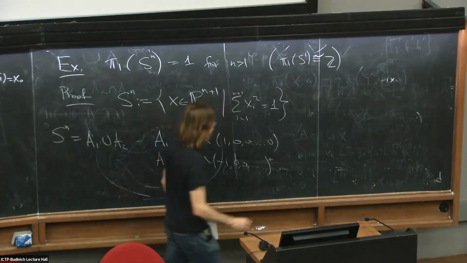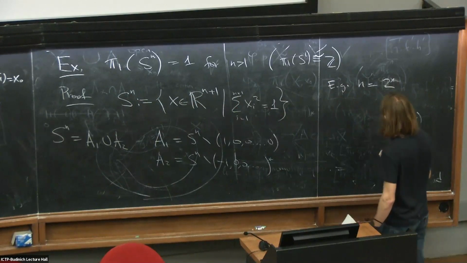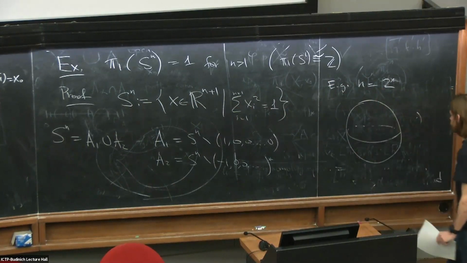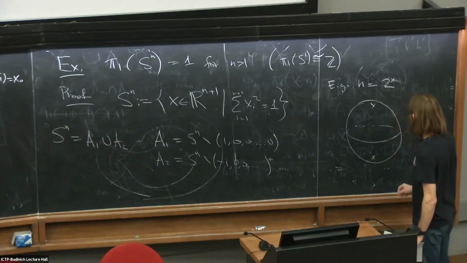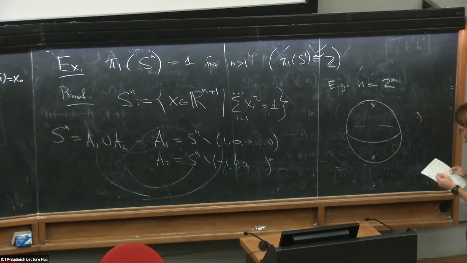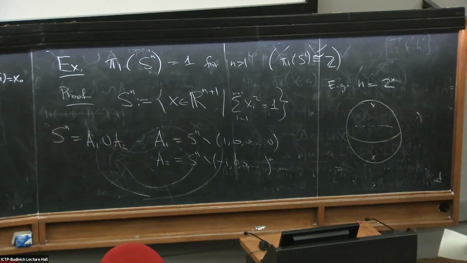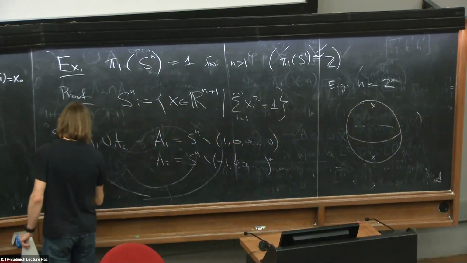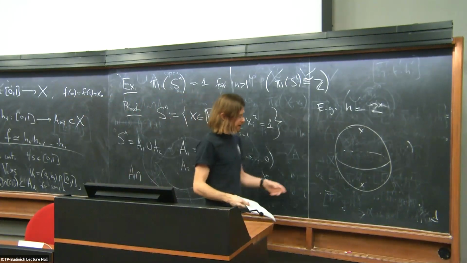So for example, for n equals 2, this is just a 2-dimensional sphere, which you can visualize like this. For A1, you remove the north pole, and for A2 you remove the south pole. And one can see that each of them is path connected.